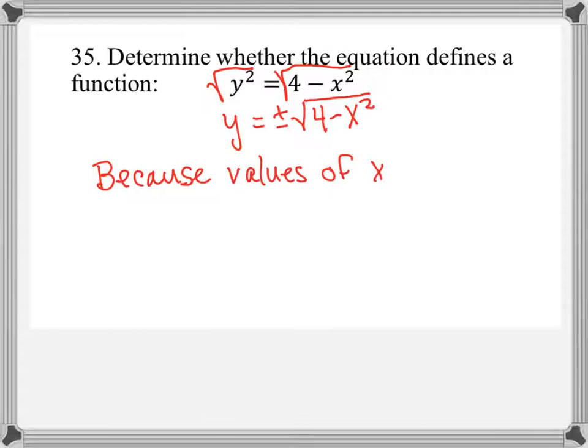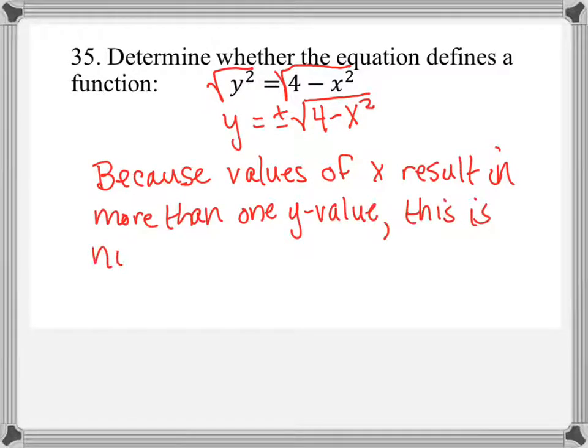Because values of x result in more than one y value, we have a positive and a negative, this is not a function. So a good key is if we have a y value that's defined to be plus or minus something, we probably don't have a function.